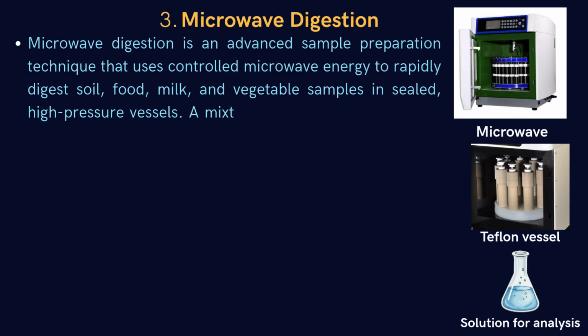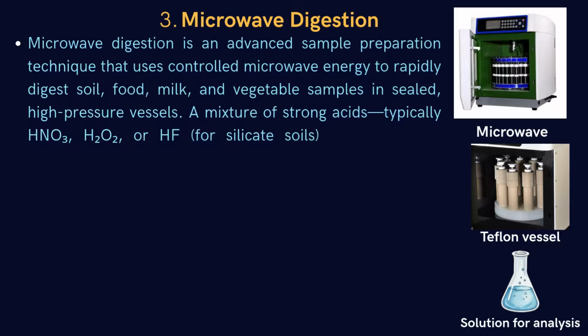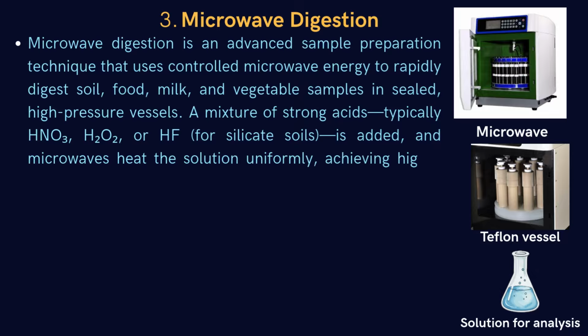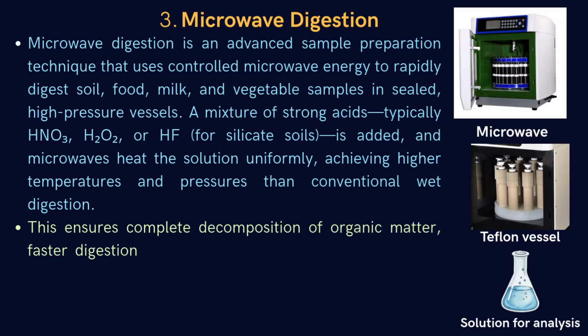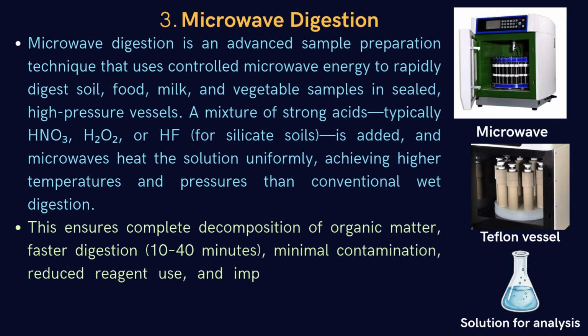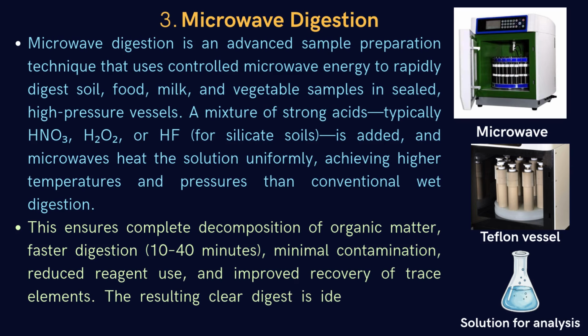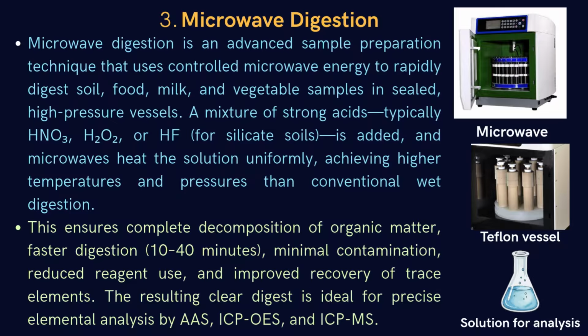A mixture of strong acids, typically HNO3, H2O2, or hydrofluoric acid, HF, for silicate soils, is added, and microwaves heat the solution uniformly, achieving higher temperatures and pressures than conventional wet digestion. This ensures complete decomposition of organic matter, faster digestion, 10 to 40 minutes, minimal contamination, reduced reagent use, and improved recovery of trace elements. The resulting clear digest is ideal for precise elemental analysis by AAS, ICPOES, and ICPMS.